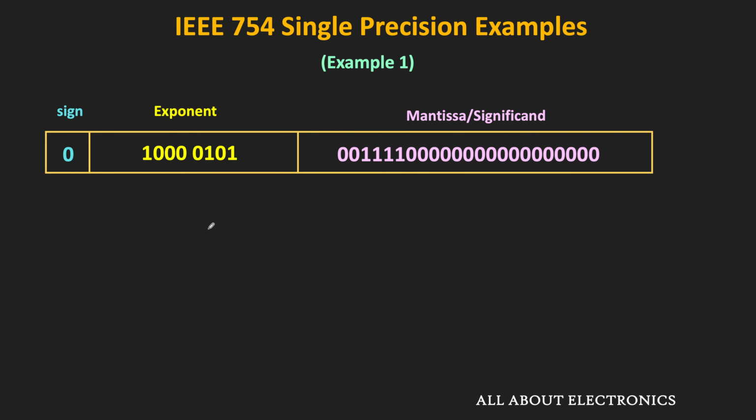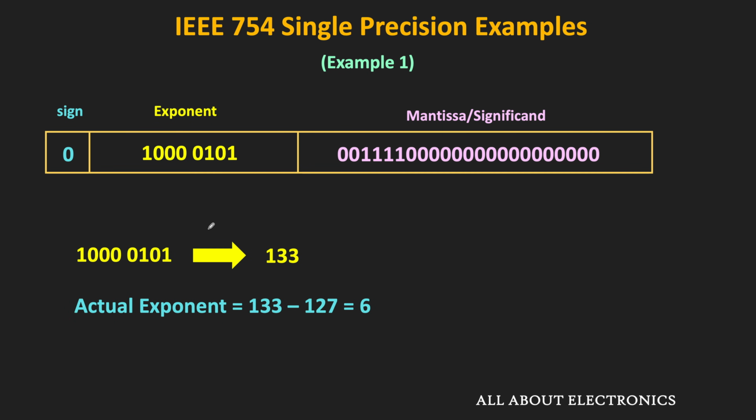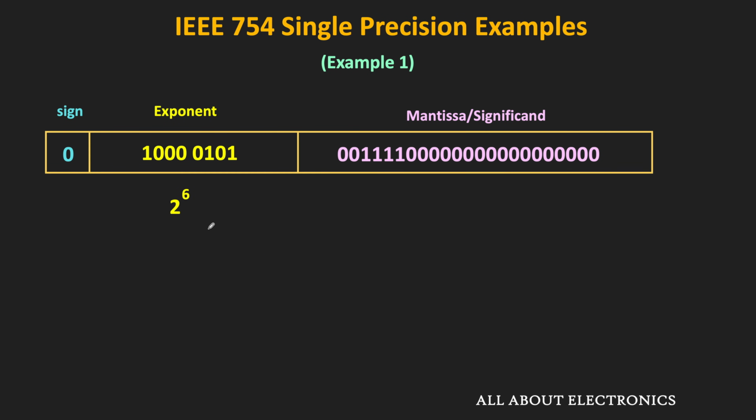Now, let us find the actual value of this exponent. Here, the value of the exponent is equal to 10000101, and in binary that is equivalent to 133. So this value which is stored in the exponent includes the bias. If we want to know the actual value of this exponent, then we need to subtract the bias from this 133. And we know that for this single precision format, the value of the bias is equal to 127. That means the actual value of the exponent for the given number is equal to 6. That means here, this exponential part is equal to 2 to the power 6.